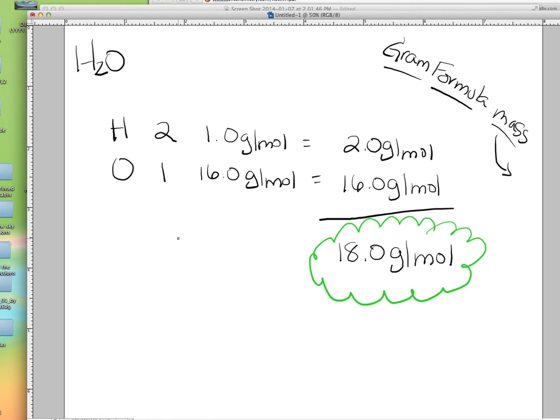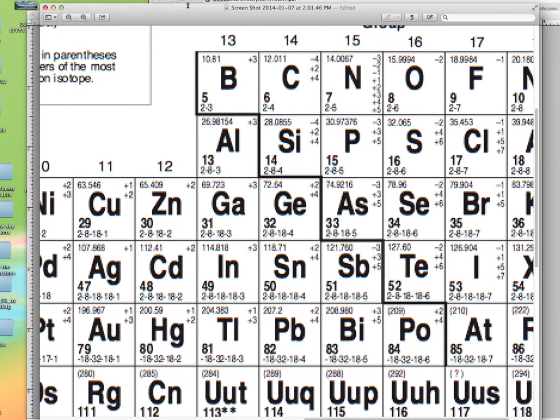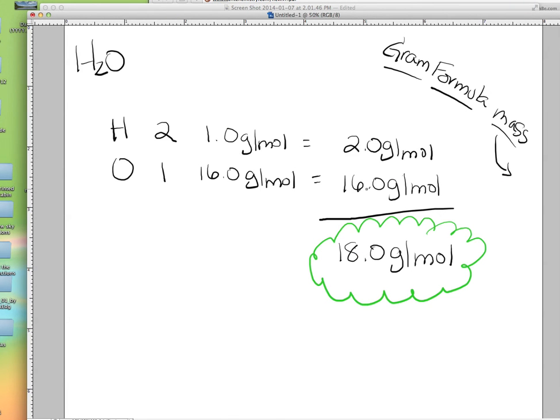Nice, easy, straightforward. All you do, just to recap, is you count the number of hydrogens in your formula, count the number of oxygens in your formula. If it wasn't hydrogens and oxygens, there'll be other elements. Count how many you have. Line them up with the masses that you obtained from your periodic table. Remember our periodic table, the masses are up here in the upper left-hand corner. Multiply them through, add them up, and down here you get your gram formula mass.